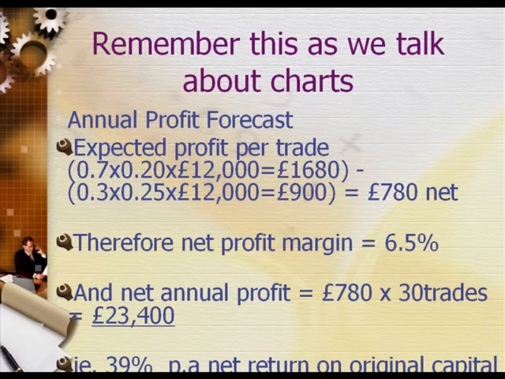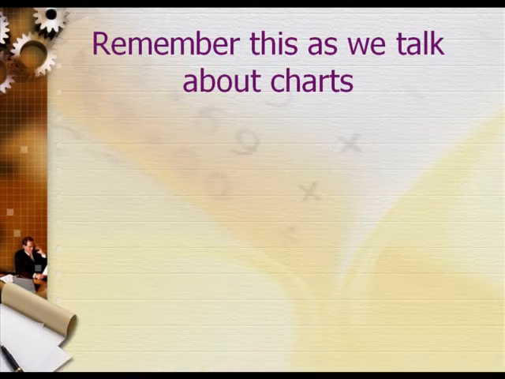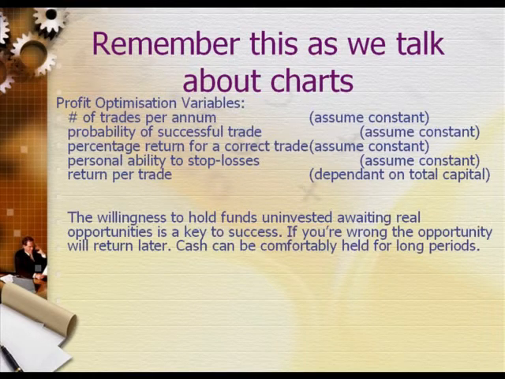Now do you see why it's so important to make sure we're right 7 times out of 10 and so forth? Well, what are the key factors that we're using charting to make sure that we have? Well, first of all, the number of trades per annum. We're going to assume that's constant. The probability of a successful trade. Well, that's 7 out of 10 using charting. Percentage return for a correct trade, we've said 20%. Let's assume that's correct, and we're assuming that's constant.